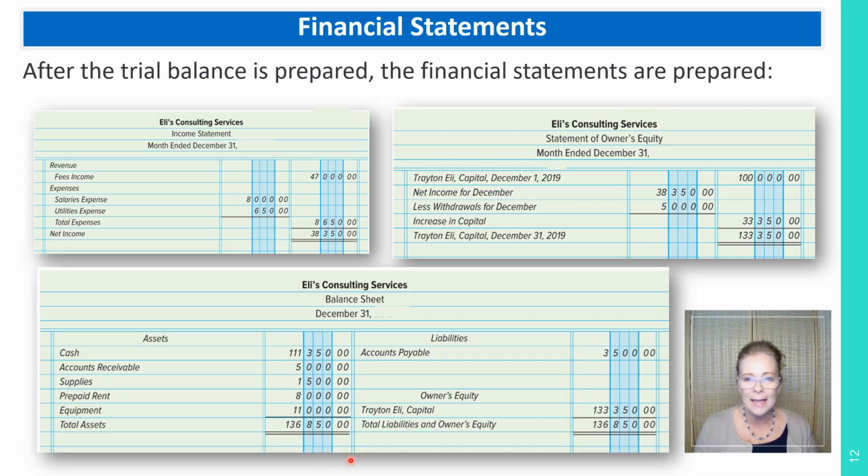$136,850 on one side and $136,850 on the other side. I hope this was helpful. Keep practicing, and before long, you'll feel confident in analyzing business transactions with the help of T accounts.